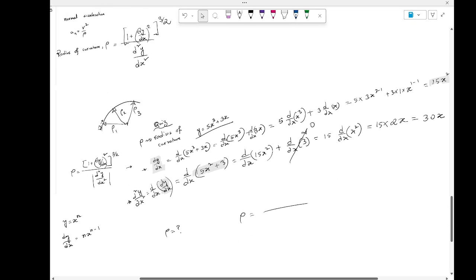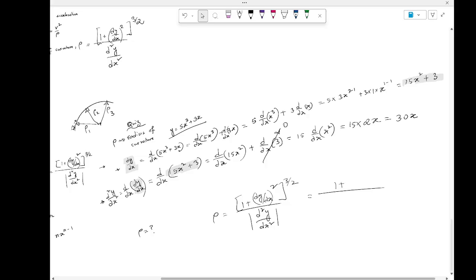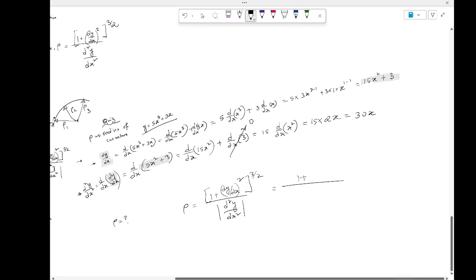It's a little complex. It has 1 plus dy by dx squared, to the power 3 by 2, over the modulus of d square y by dx square, and then you're going to plug in all the values. So you'll have this dy by dx as 15x square plus 3. It's not simple math. I mean, you guys are so fast. How did you finish all of it?